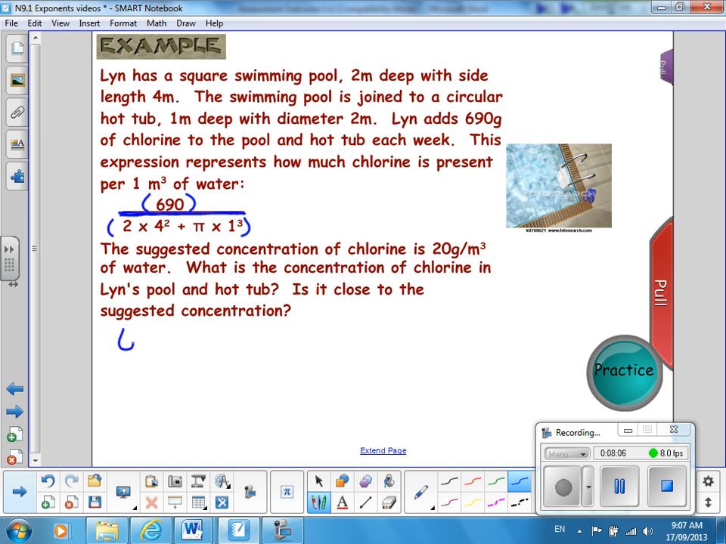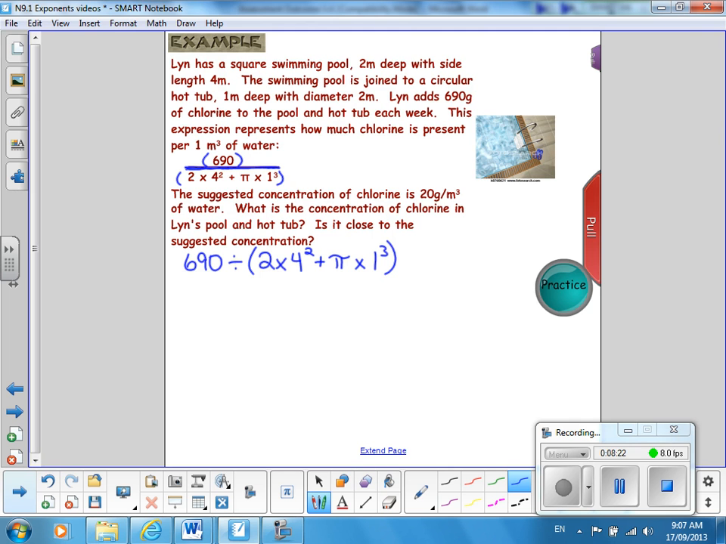So what we actually have here, if we write it out a different way, is 690 divided by 2 times 4 squared plus pi times 1 cubed. All of that needs to be in brackets. We need to simplify it first. So if we're simplifying what's in that bracket, we have multiplication, exponents, addition, another multiplication, another exponent. Brackets, then exponents. So the exponents need to be simplified next, and because they're separate from each other, we can do it at the same time.